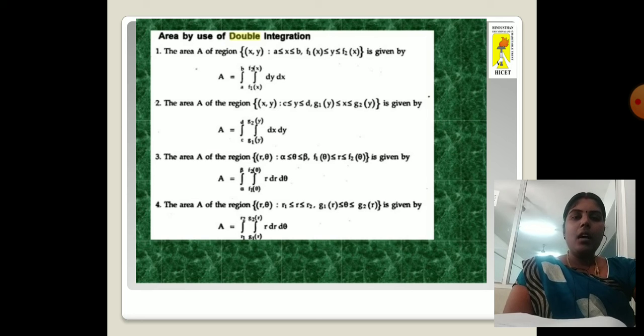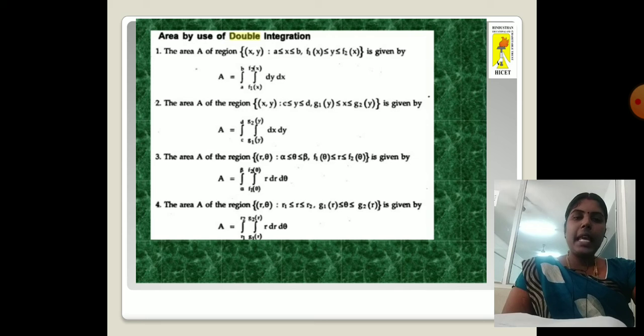The area A of the region (x, y), where x is sliced between a to b and y is sliced between f1(x) to f2(x), is given by A equals the double integral from a to b, f1(x) to f2(x), dy dx. See the second formula: the area of the region (x, y), where y is sliced between c to d and x is sliced between the functions g1(y) to g2(y). The formula is A equals integral c to d, integral g1(y) to g2(y), dx dy.